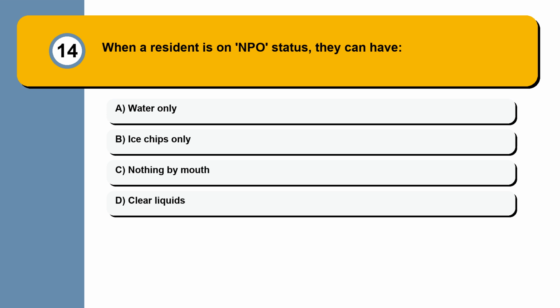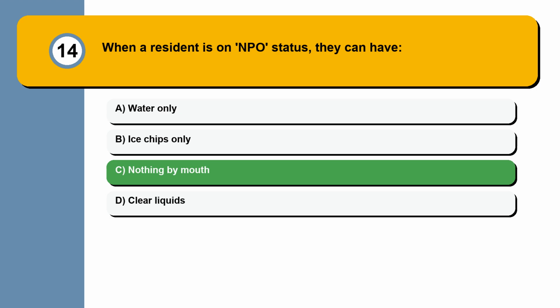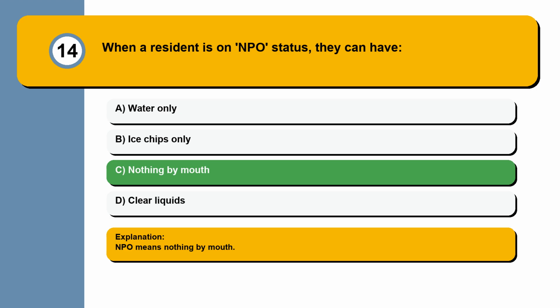Question 14. When a resident is on NPO status, they can have water only, ice chips only, nothing by mouth, clear liquids. NPO means nothing by mouth.